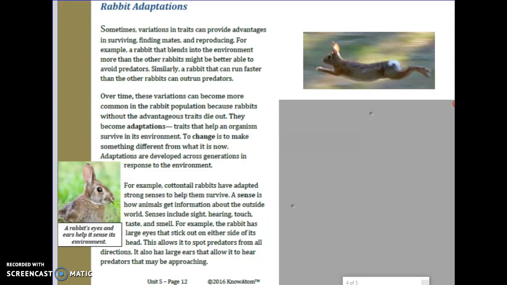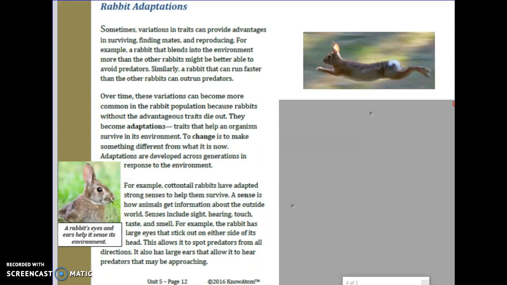Over time, these variations can become more common in the rabbit population because rabbits without the advantageous traits die out. They become adaptations, traits that help an organism survive in its environment. To change is to make something different from what it is now. Adaptations are developed across generations in response to the environment.